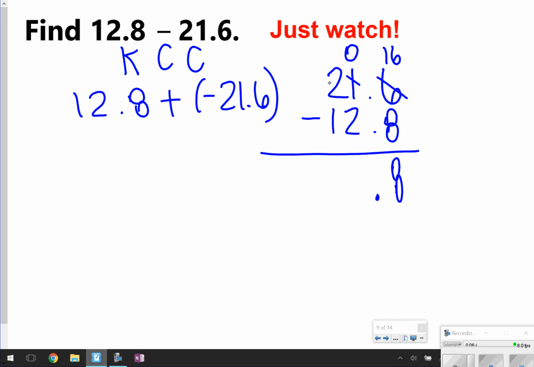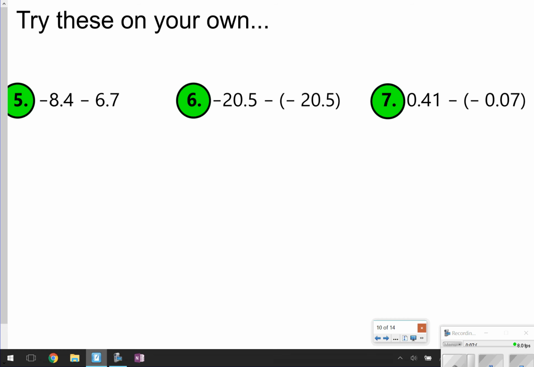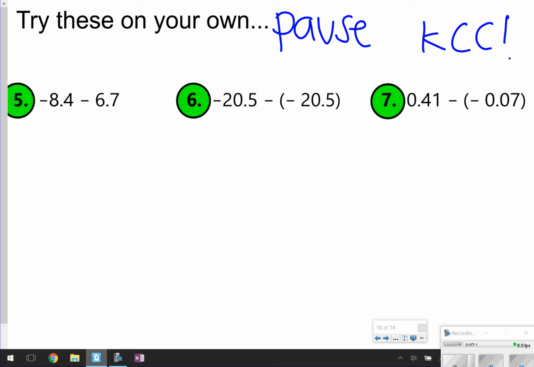Can't do 0 minus 2, so I'm going to borrow. This 2 will become a 1, this 0 now can become a 10, and 10 minus 2 is 8. So for this one I got 8.8. It does need to be negative because my larger value is also negative. Again, these are going to be trying some on your own, so go ahead and take the time now to pause the video. Remember to KCC. Click play when you're ready to check.